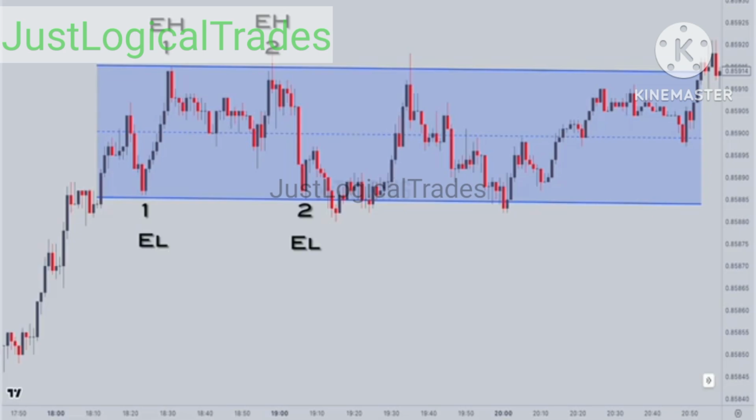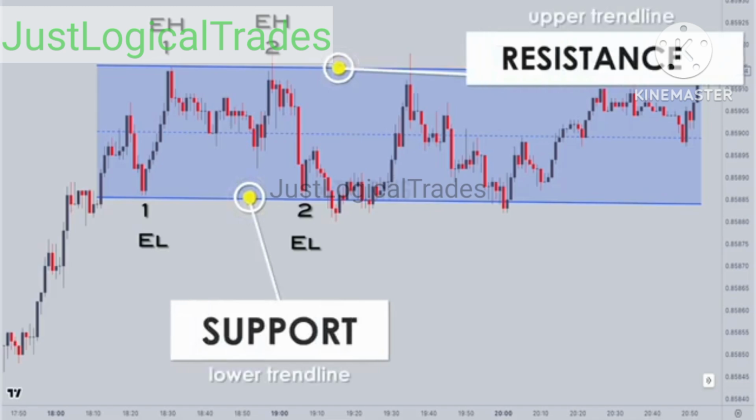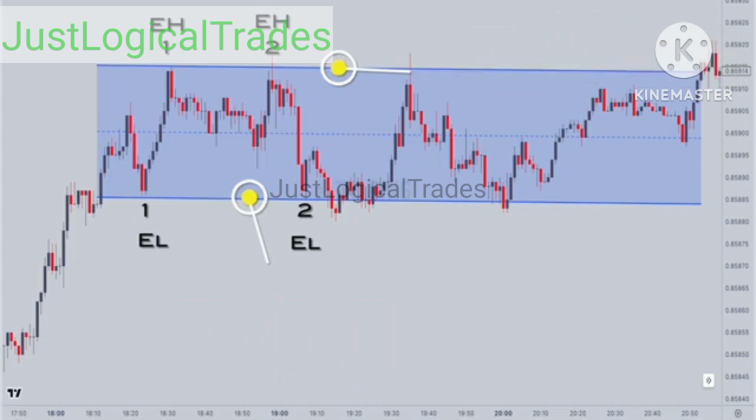A horizontal channel refers to a price range in which the price of a security or financial instrument moves sideways between two relatively parallel levels over a period of time. It is also known as a trading range or consolidation pattern. In a horizontal channel, the upper level is considered resistance, which prevents the price from rising further, while the lower level acts as support, preventing the price from falling further.